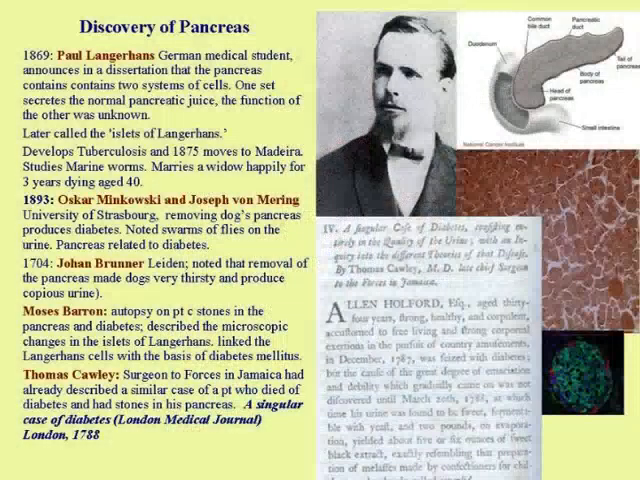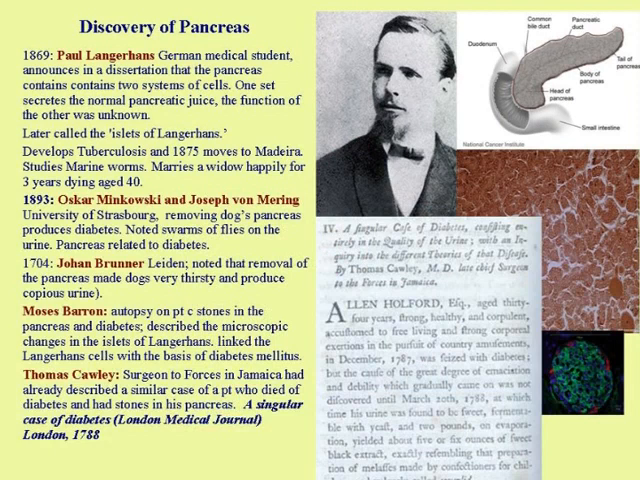So this finding, 190 years later, was predicated on one that was earlier. Similarly, Moses Barron did an autopsy on a patient who had stones in the pancreas and diabetes, and concluded that there must be something in the pancreas that is needed to prevent diabetes in the normal person. Thomas Cawley, surgeon to the forces in Jamaica, had already described a similar case long before in 1788 in the London Medical Journal, and that's his article there.